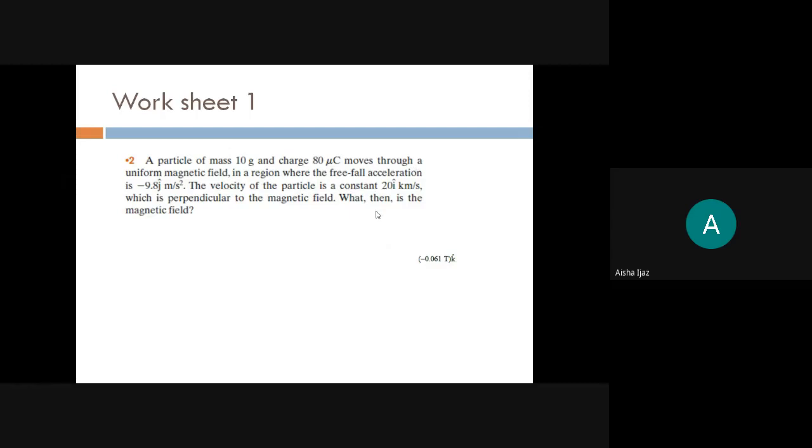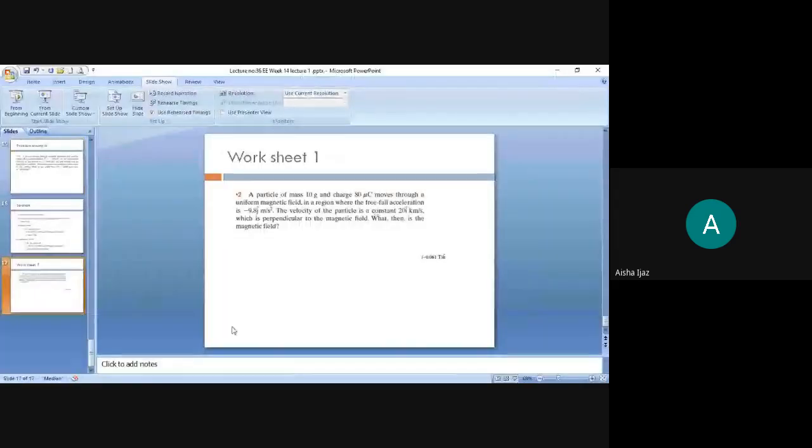This is the worksheet, which is actually problem number 2 of your book, and the answer is given here.